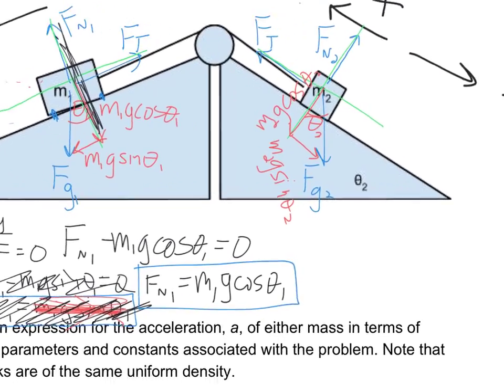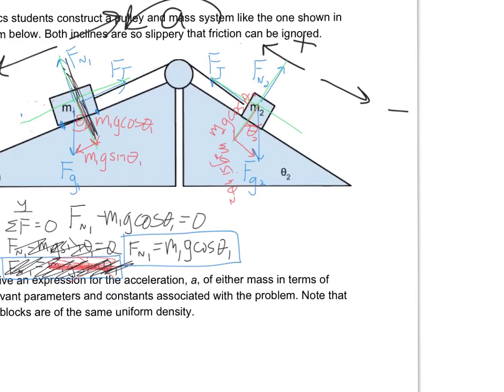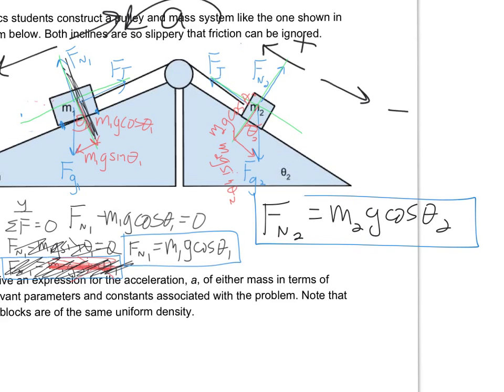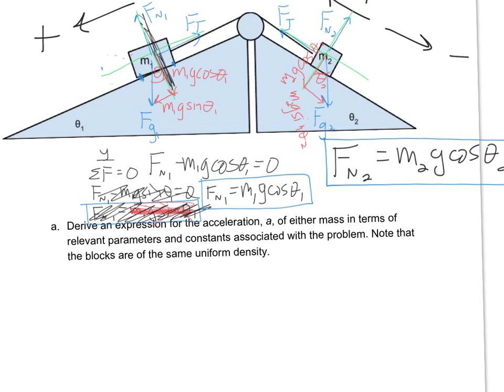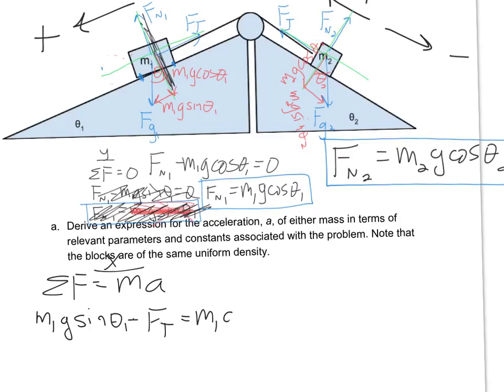Similarly, for the other mass on the other side, and I'm not going to make a mistake this time, so I'm just going to go right to it. Fn2 is equal to m2g cosine theta 2, and that becomes my y equation for that block. Okay. Nice. Now, x directions. So choosing again the downward direction down the ramp for M1 as positive, I write net force is MA in the x direction. I now write m1g sine theta 1 minus ft equals m1a.